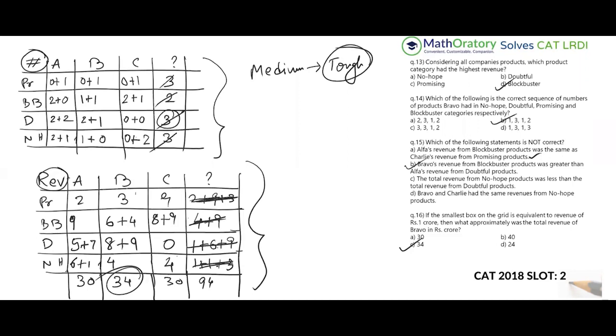There is no point in discussing the ideal time. The ideal time to solve this set would be somewhere in the range of 10 to 12 minutes. So that's what I want to add to the analysis part.